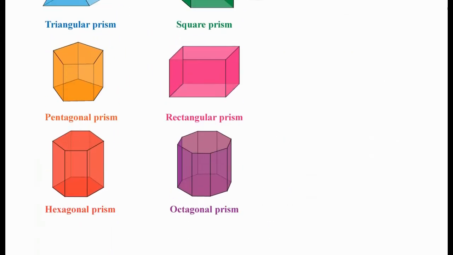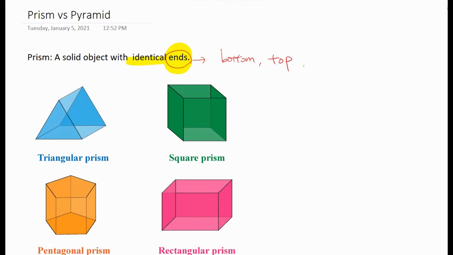All right. So can you guys figure out which one is a pyramid and which is a prism? And in this chapter, we're going to learn the surface area of a prism. We're not going to learn the surface area of a pyramid, only the surface area of a prism, okay? All right, let's move on.